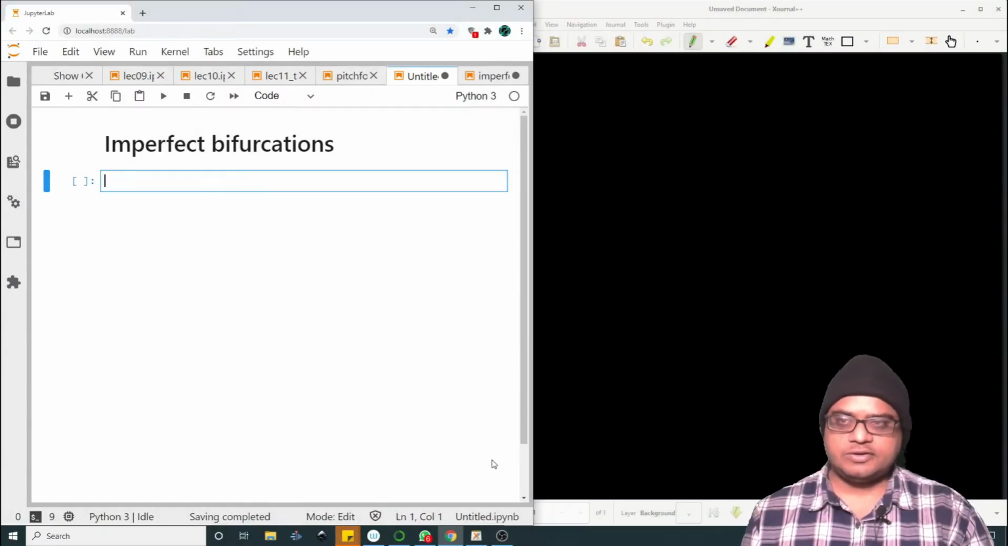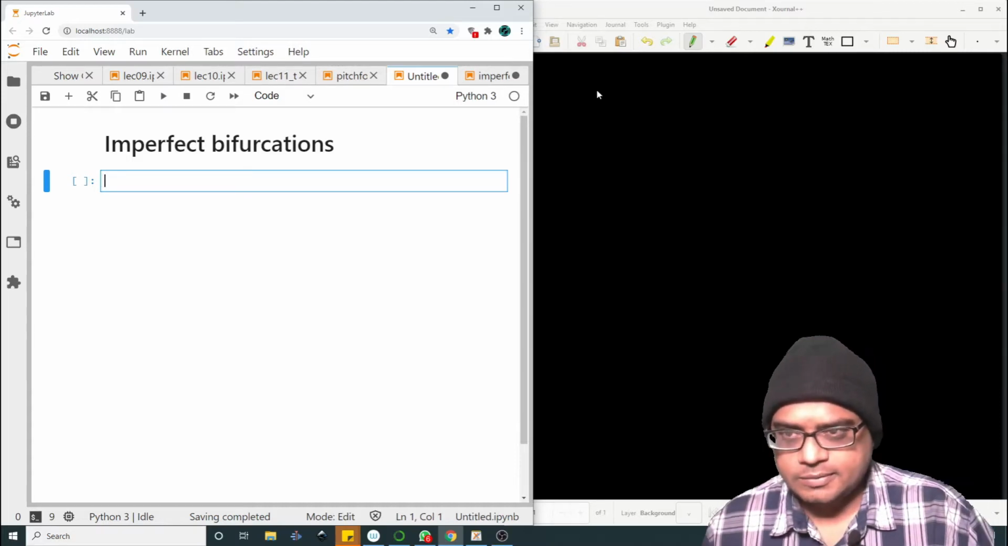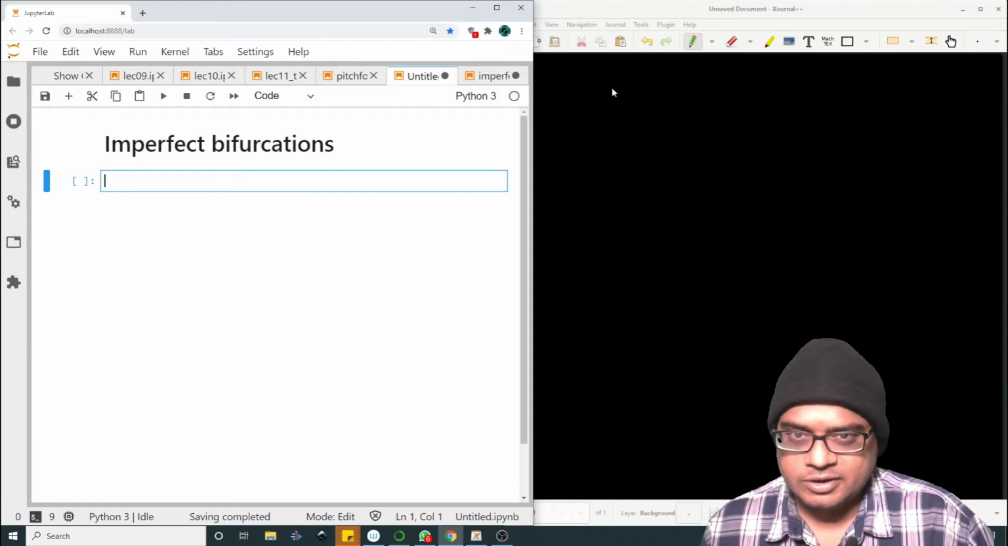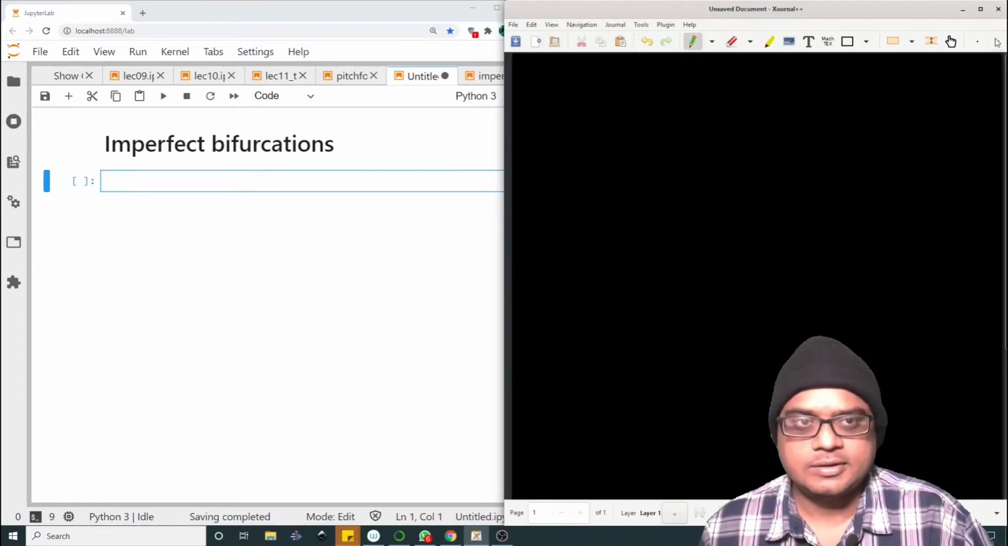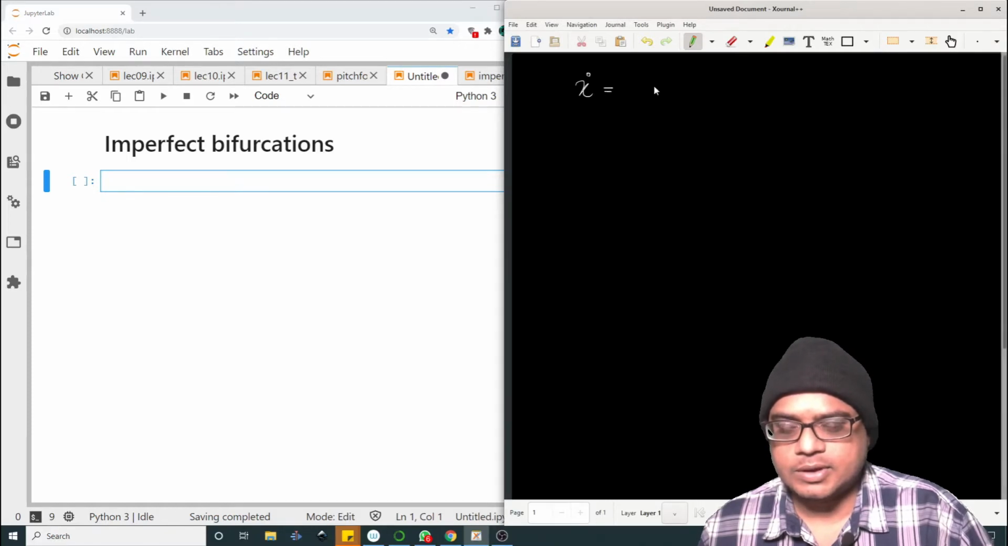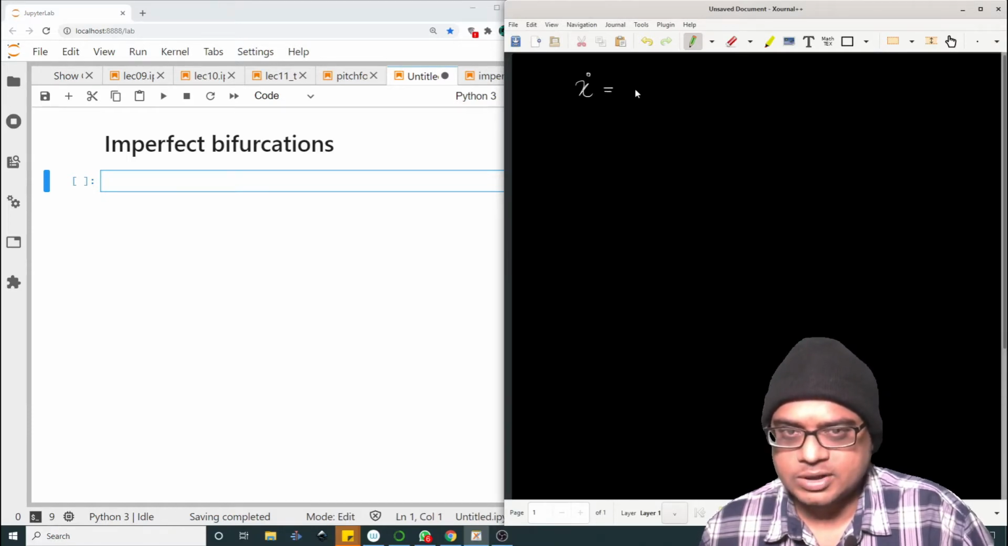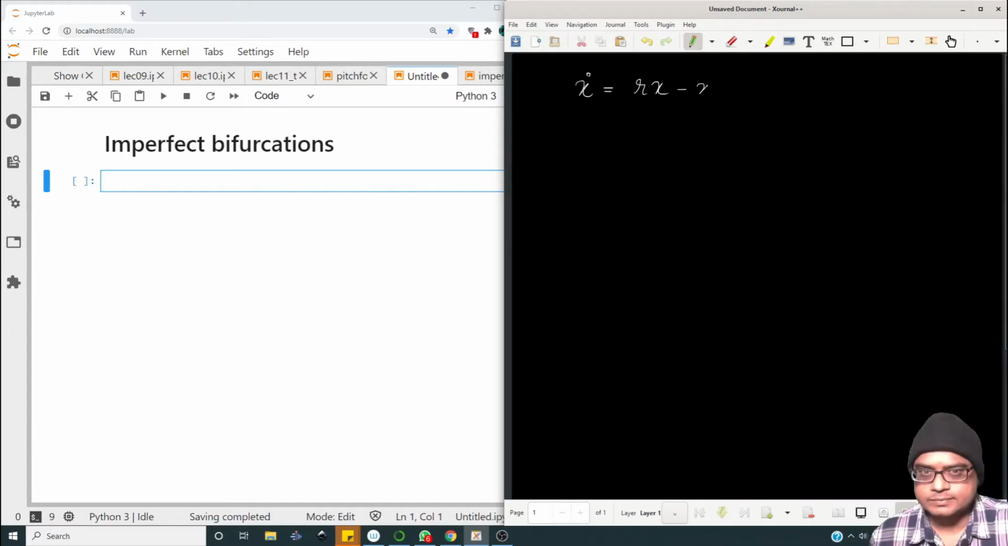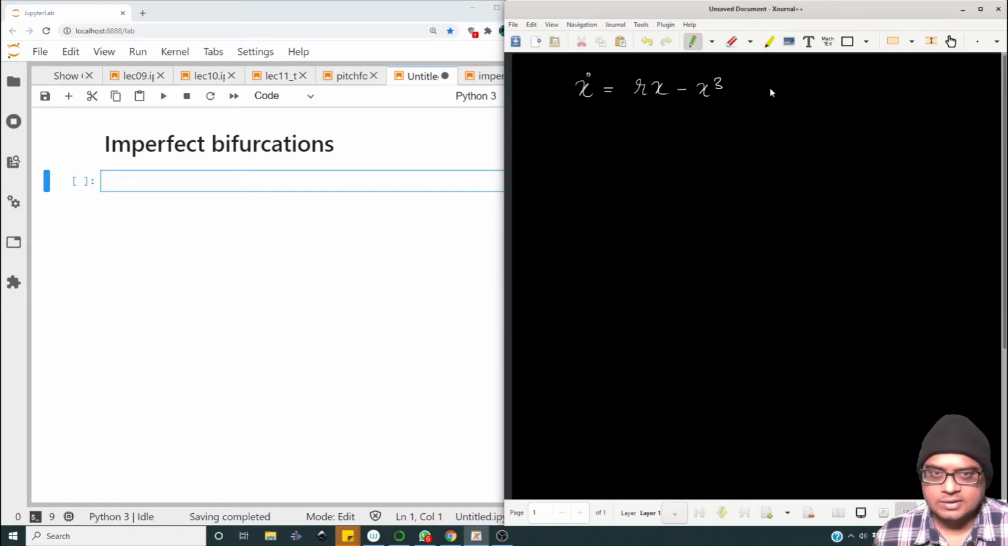In this lecture, we're going to study imperfect bifurcations. So far we have studied the pitchfork bifurcation, in which we had a vector flow which looked something like this. Again, it had a very distinct symmetry where x and minus x are evolving as per the same function.